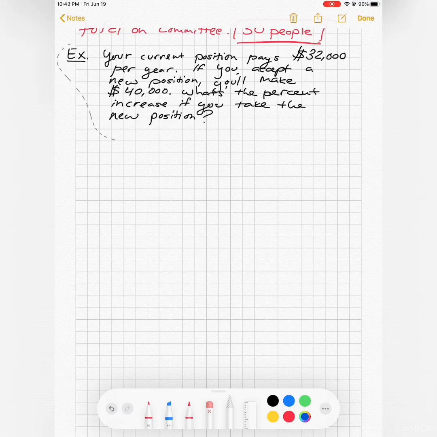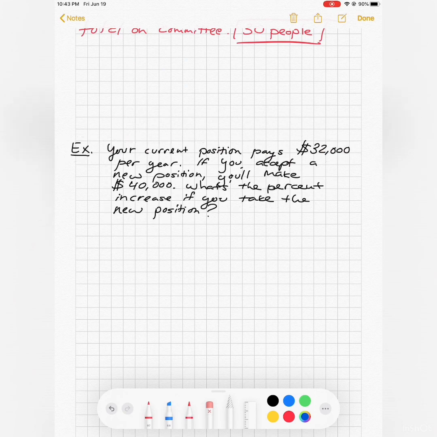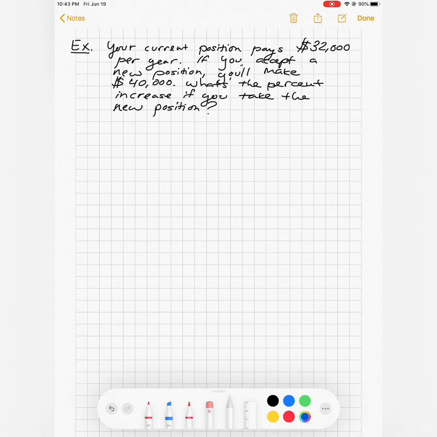And here's the last one. Your current position pays $32,000 a year. If you accept a new position, you'll make $40,000 a year. What's the percent increase if you take the new position?